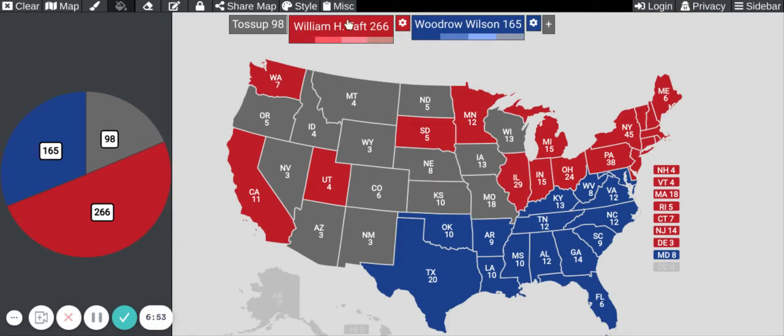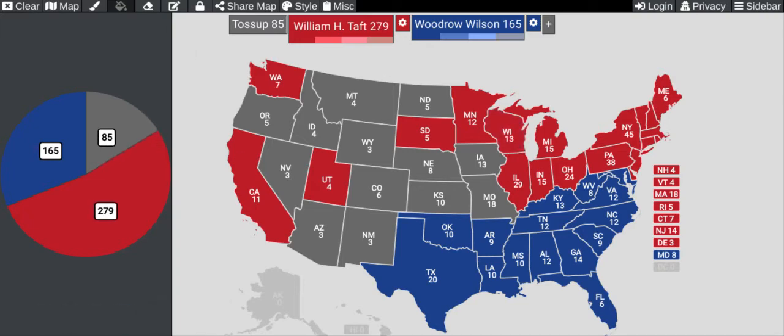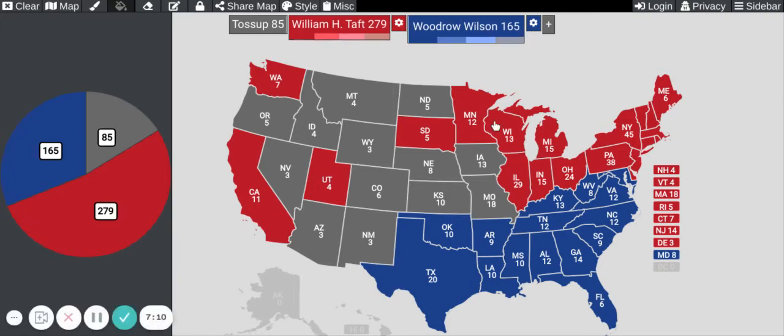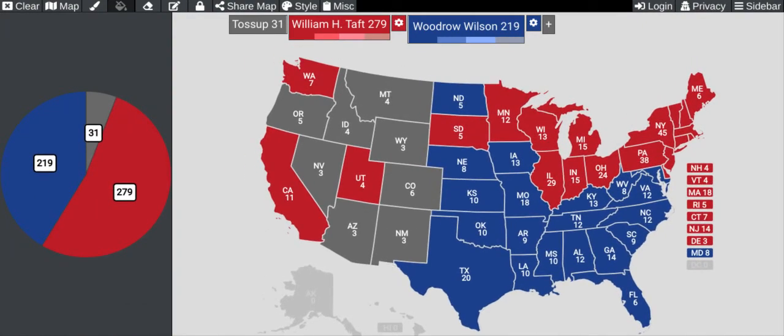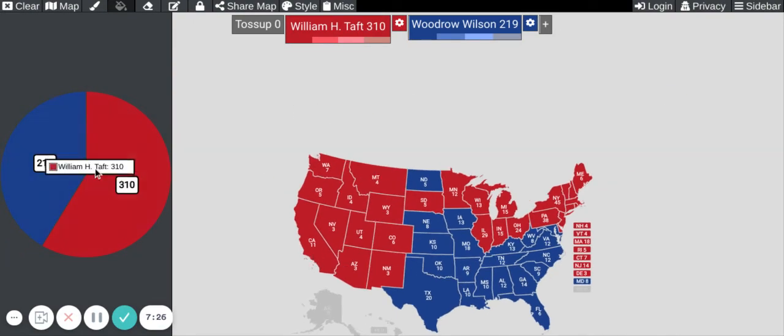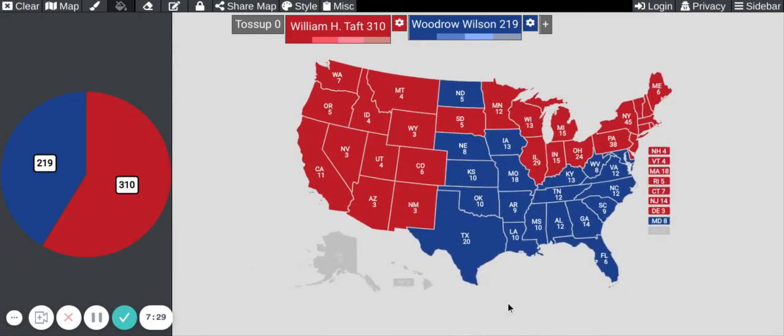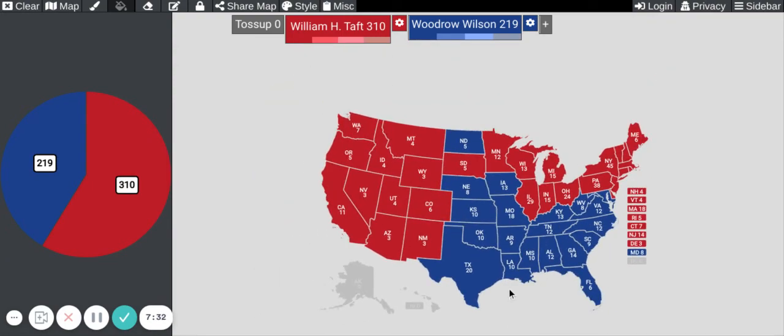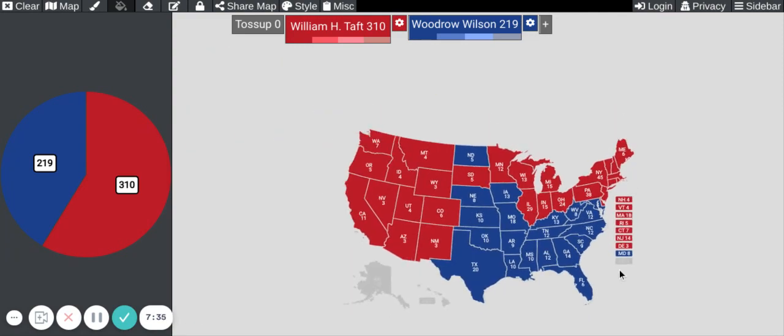Okay, he's reached 266. So Taft will win the election. Wisconsin, he barely lost. He'll be able to carry Wisconsin as well. Missouri, I think would stay with Wilson. Yeah, Wilson keeps Missouri, Iowa. All these states are staying with Wilson. The rest of the West would go all to Taft. So there we have it. 310, not a landslide, not a big slide or anything, but still pretty good, not bad at all.